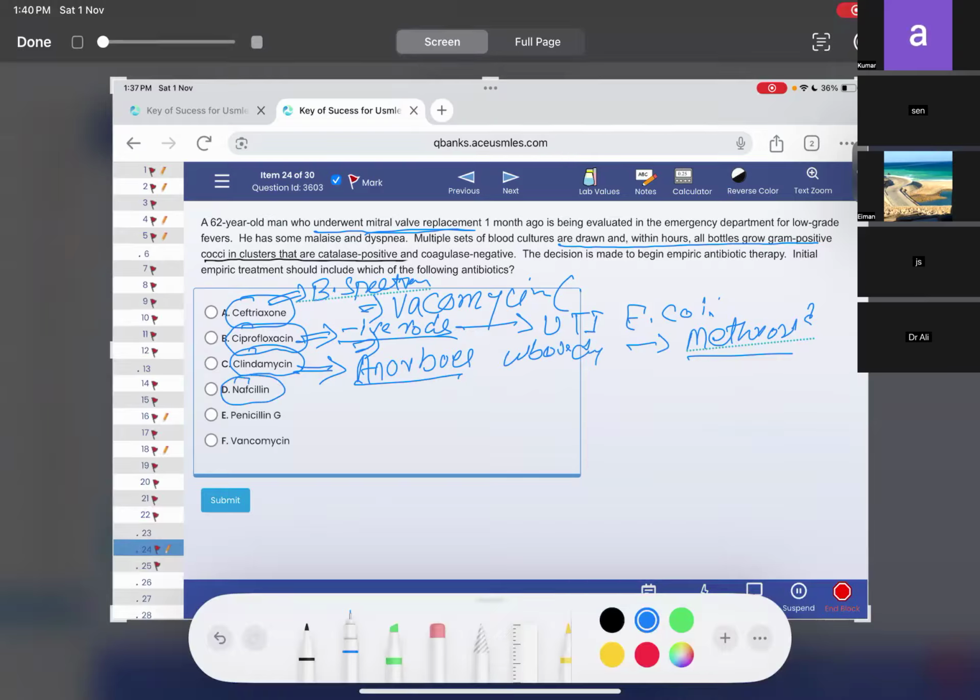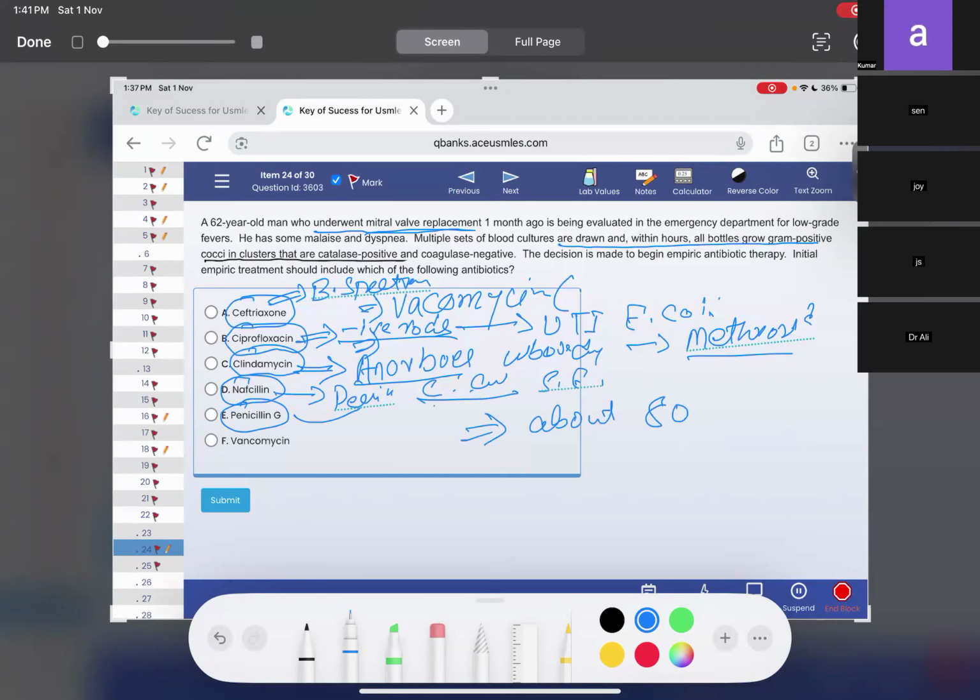And nafcillin, can anybody tell me? It is usually a gram-positive drug, and can be used against Staph epidermidis as well. And penicillin G has the same effect, but we know that about 80% of the strains of Staph epidermidis are methicillin resistant.